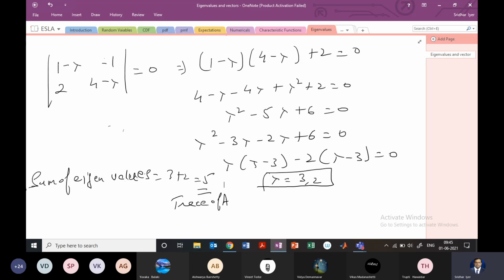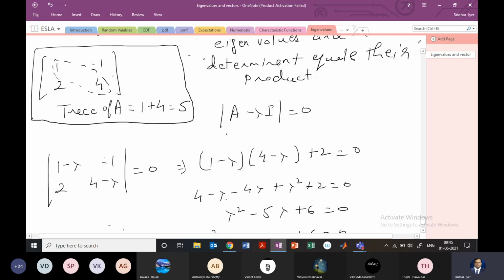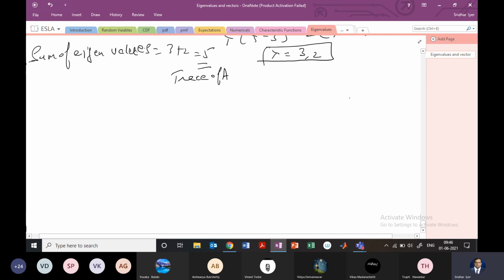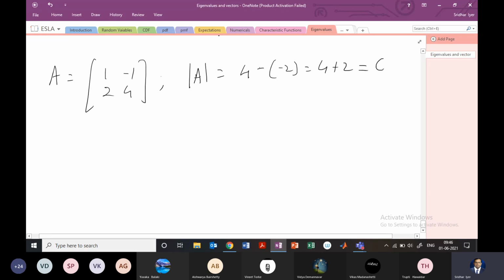So in the next part, it says the determinant equals their product. That means the eigenvalues' product. So first let's find the determinant of A. A which is given to us is 1, negative 1, 2 and 4. To find the determinant, you'll have 4 into 1 minus negative 2, which is 4 plus 2. So that determinant is 6.